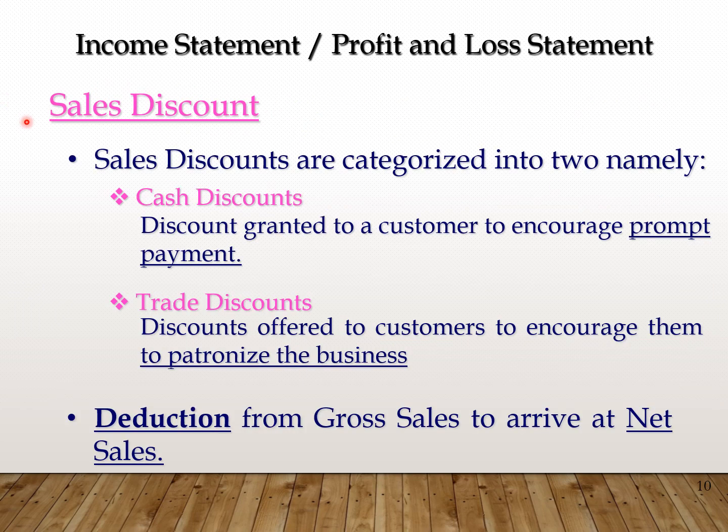Another deduction from sales is the sales discount. Sales discounts are categorized into two, namely cash discounts and trade discounts. Cash discounts are granted to a customer to encourage prompt payment, while trade discounts are offered to customers to encourage them to patronize the business. So these are deductions from gross sales to arrive at net sales.